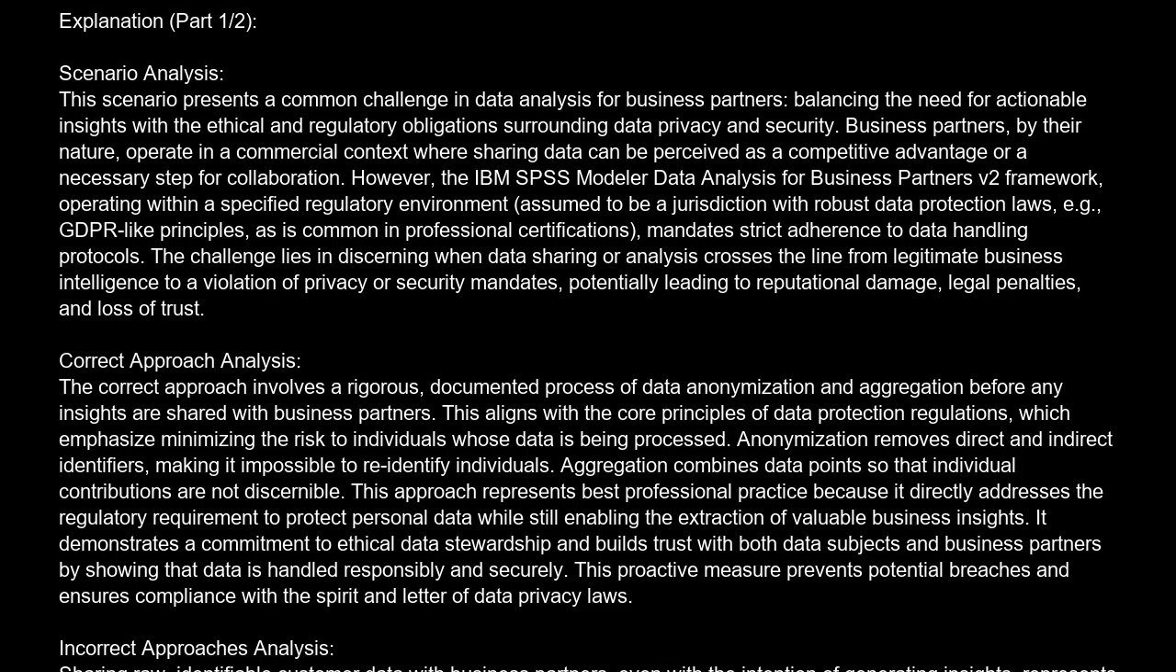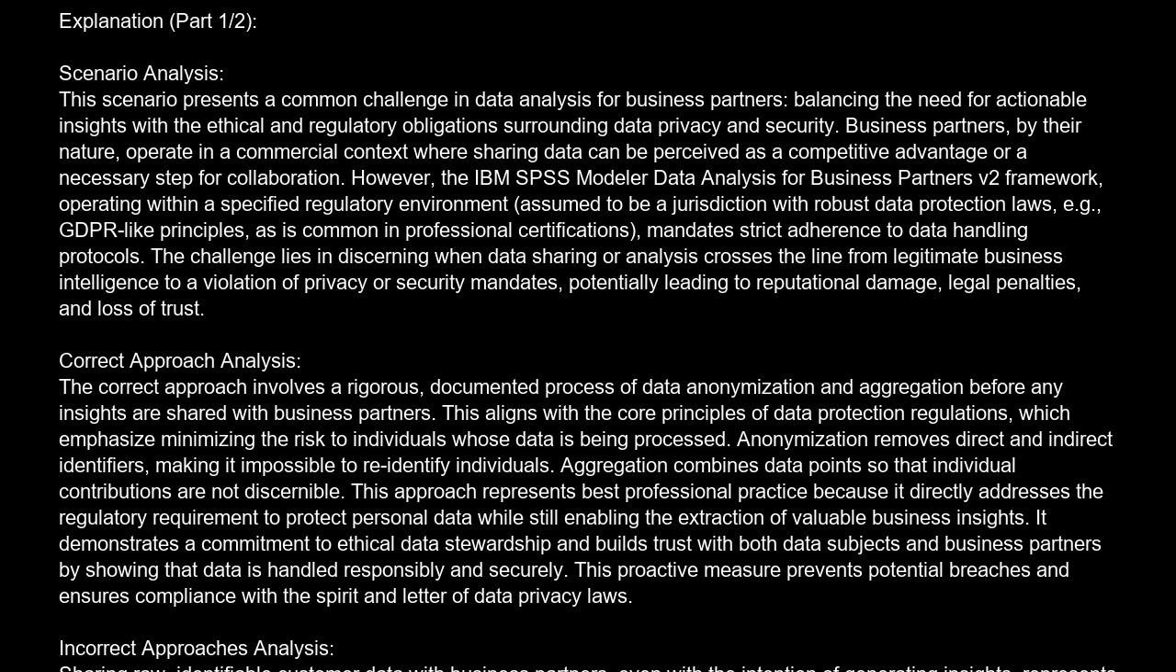The correct answer is D. Share anonymized and aggregated data insights, ensuring no individual can be identified. Explanation. Scenario analysis. This scenario presents a common challenge in data analysis for business partners, balancing the need for actionable insights with the ethical and regulatory obligations surrounding data privacy and security.